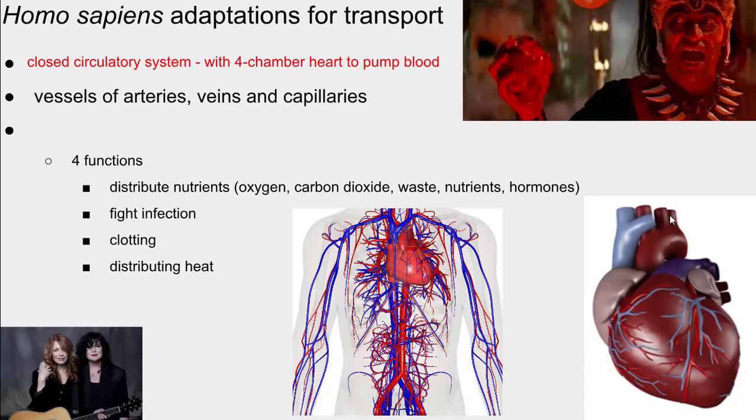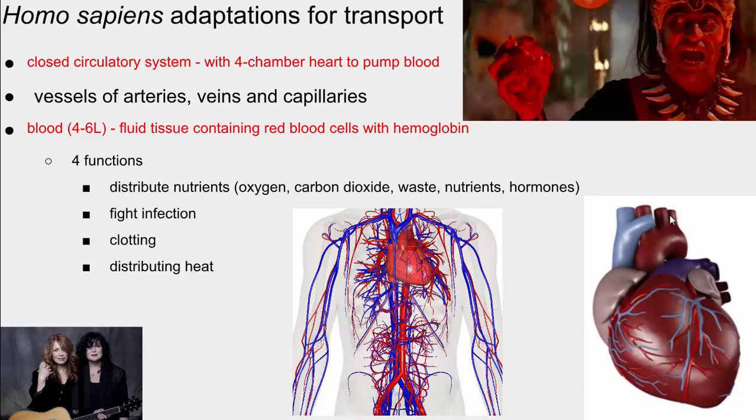The human transport system is a closed circulatory system, more like the earthworm than the grasshopper. Blood is in blood vessels all the time. Our heart is a 4-chambered pump to move this blood around the body. Attached to the heart are arteries, veins, capillaries, various types of blood vessels. And those blood vessels are filled with blood.